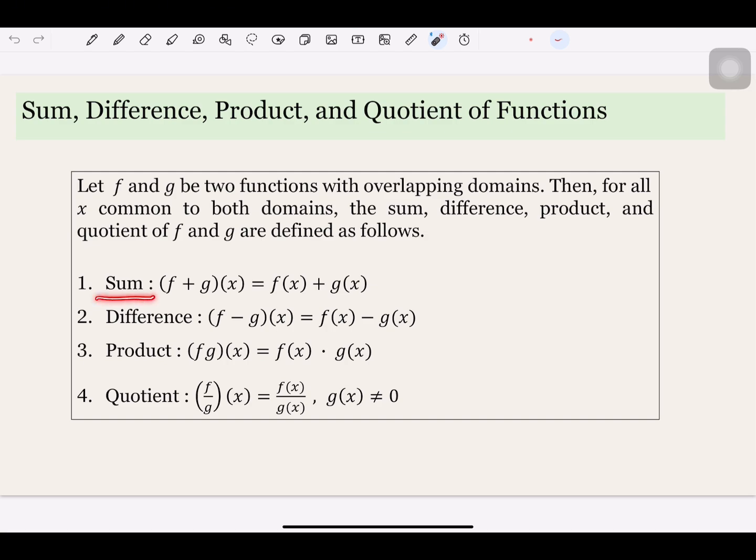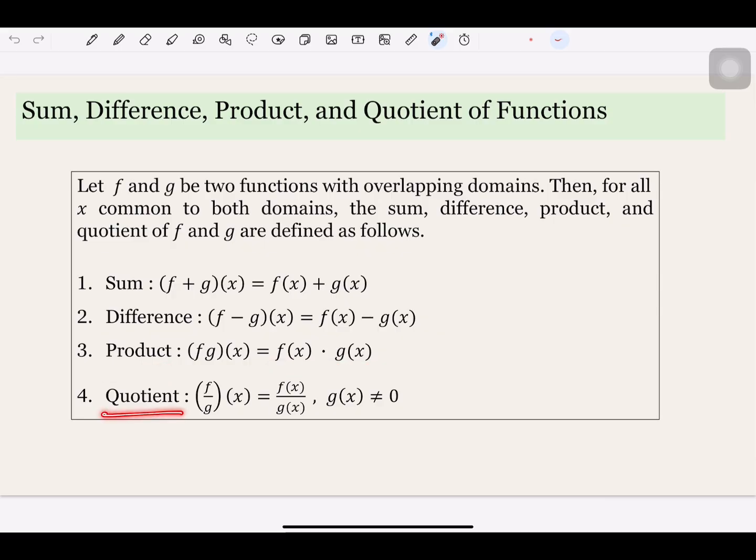The sum of two functions. Simply, if you are asked to take the sum of two functions, we add the output of the two functions. Then let's talk about the difference of two functions. In order to get the difference of two functions, we subtract the value of g(x) from f(x). To get the product of two functions, we multiply the two functions together, or we multiply the two outputs together.